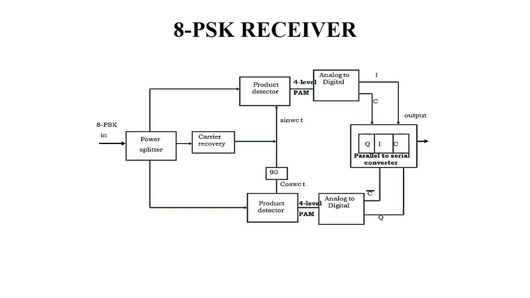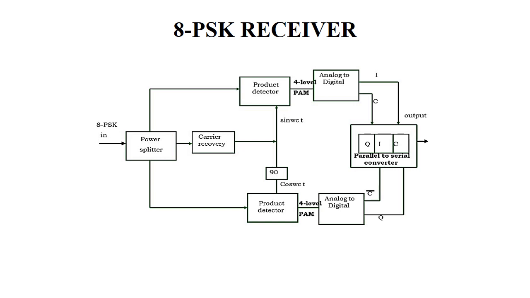Next one is 8 PSK receiver. So here the 8 PSK signal is applied to the power splitter. It will split the 8 PSK signal into in-phase and quadrature components. So then the in-phase component is applied to the upper detector and the quadrature component to the lower detector. So the detectors will obtain the 4-level signal back from the modulated input signal. So note that the carriers sin 2 pi f0 t and cos 2 pi f0 t are derived from the 8 PSK input signal with the help of the carrier recovery circuit.